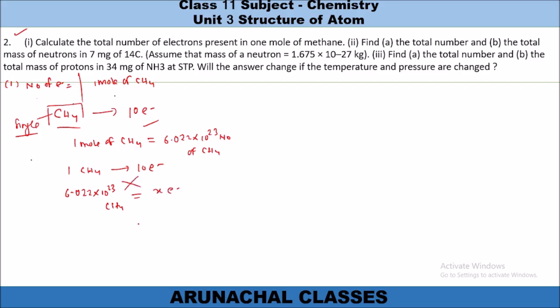Cross multiply, it will be 6.022 into 10 power 23 multiplied with 10. If I solve this one, it will be 6.023 into 10 power 24. This will be the number of electrons that is present in 1 mole of methane.